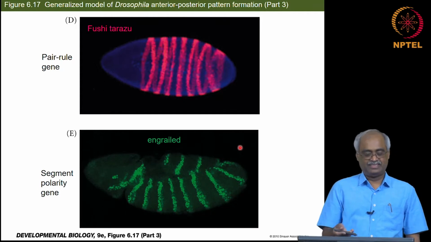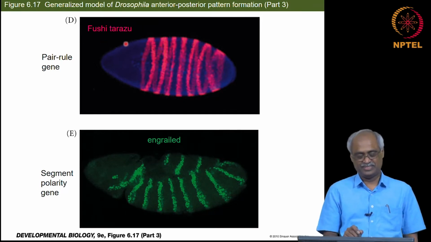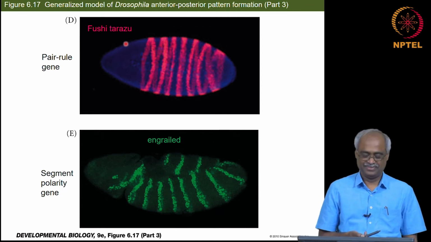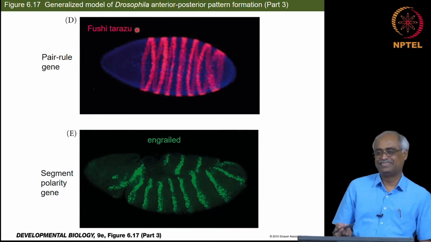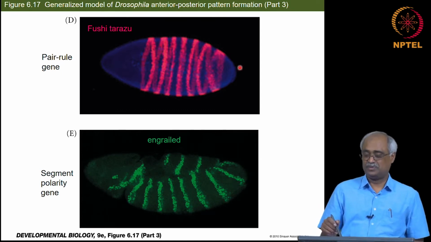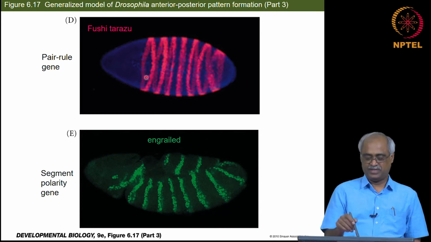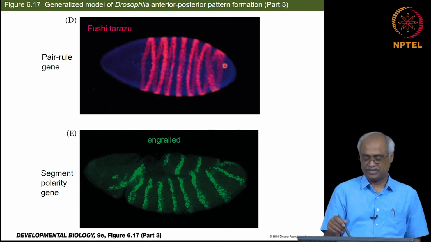Okay, this is an example of a pair rule gene. The Japanese group did it, and therefore it is Fushi tarazu. Apparently what that means is fewer segments. So this is the expression pattern of a pair rule gene. This is no longer a cartoon, it is an actual embryo showing the actual distribution of a given molecule, the Fushi tarazu protein.